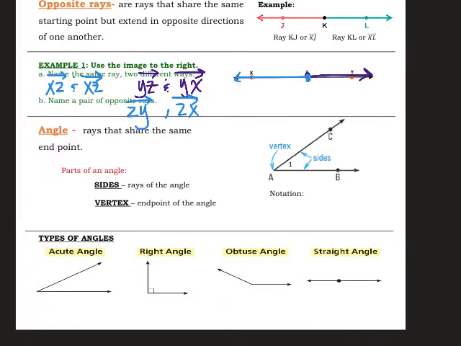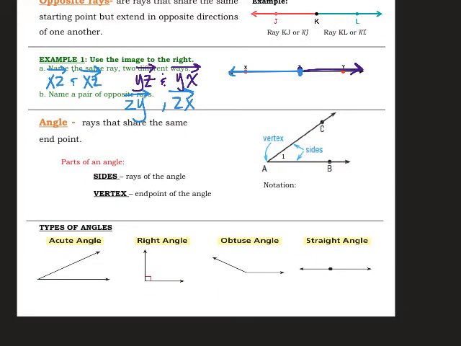All right, naming angles. Guys, we have to get this one down because you will see angles going forward for the rest of the year. So angles, they're made up by two rays that meet up at the same endpoint. That same endpoint is called your vertex. The two rays that meet, these are called the sides.